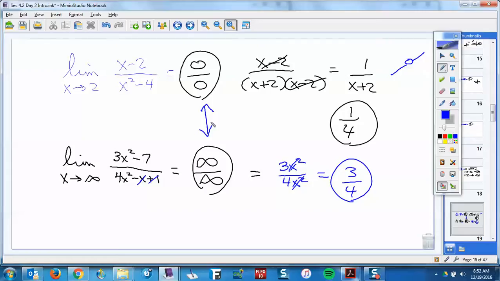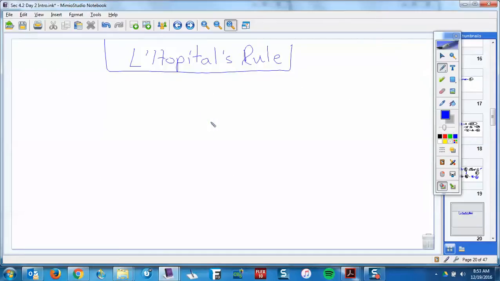And then the same thing is true here. Top's getting big, bottom's getting big, but at what rate are they getting big? Well, of course, that's the derivative. So, we've got this thing called L'Hopital's rule.